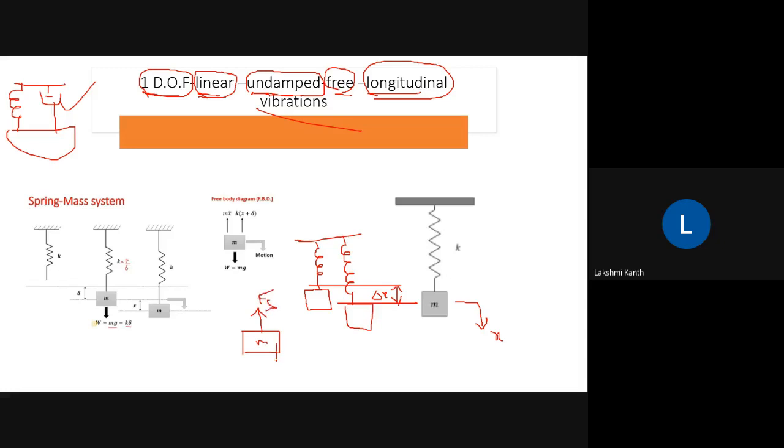Next, add the self weight. That weight force in terms of the mass equals m into g. So at equilibrium, these two forces, the spring force and the mass weight force, are balanced. That is the discussion. W equals m into g, and that equals k into delta. How do you get this k into delta? The spring force equals k into this delta x. After substituting, k into delta x equals m into g. That's all.